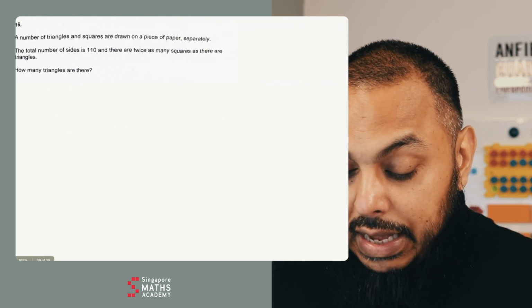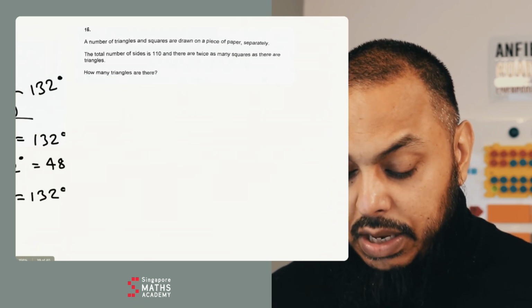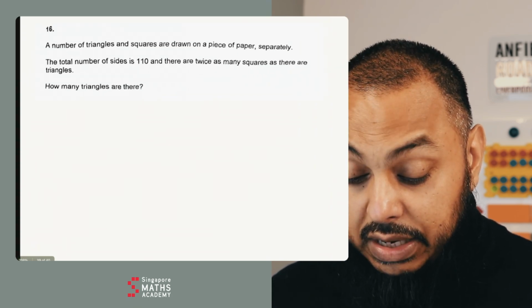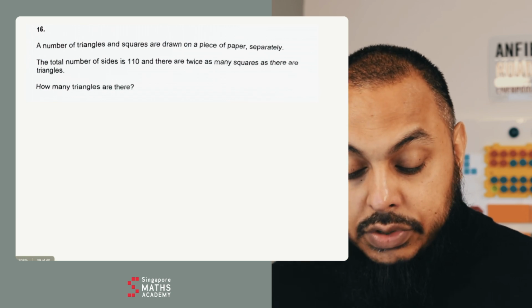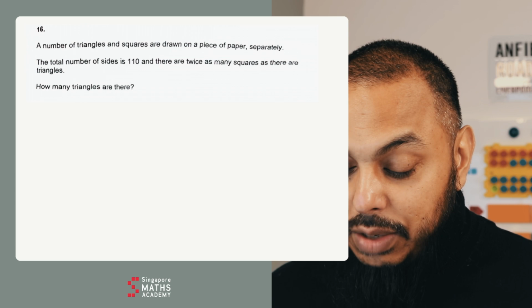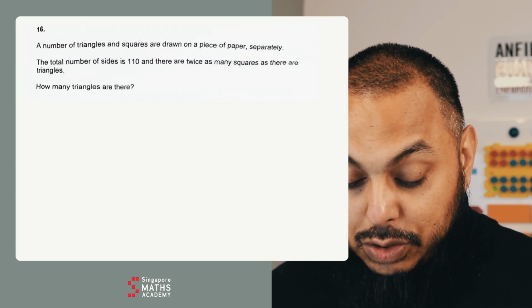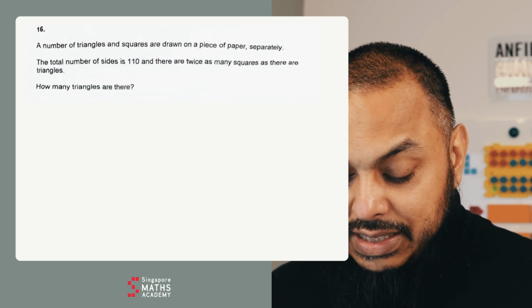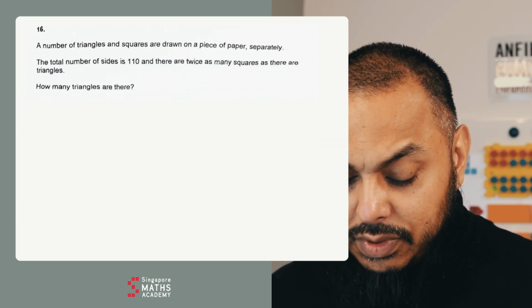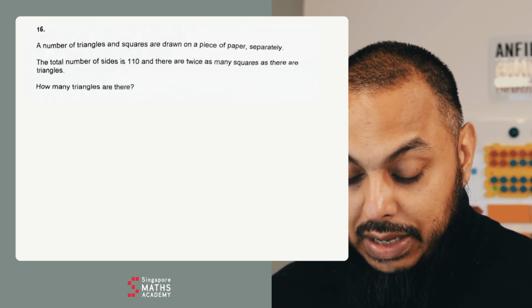Right, let's have a look at the next question, question 16. And I think that's it for this paper. These are the only questions that I didn't have a chance to go through with Ryan. So it says a number of triangles and squares are drawn on a piece of paper separately. The total number of sides is 110. And there are twice as many squares as there are triangles. How many triangles are there?